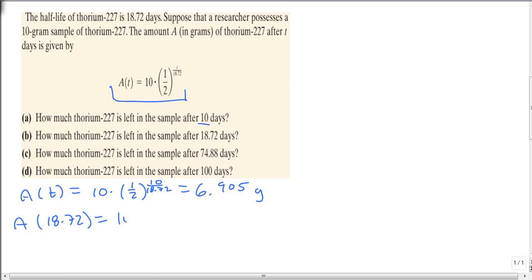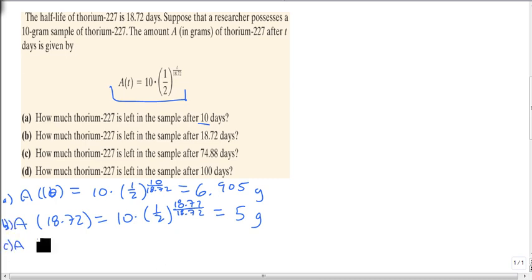If I let it sit for 18.72 days, this is easy. I can do this one without the calculator, because 18.72 over 18.72 reduces to 1. 1/2 to the 1 is 1/2. 10 times 1/2 is 5 grams. We cut exactly in half because we let it sit for the full half-life.